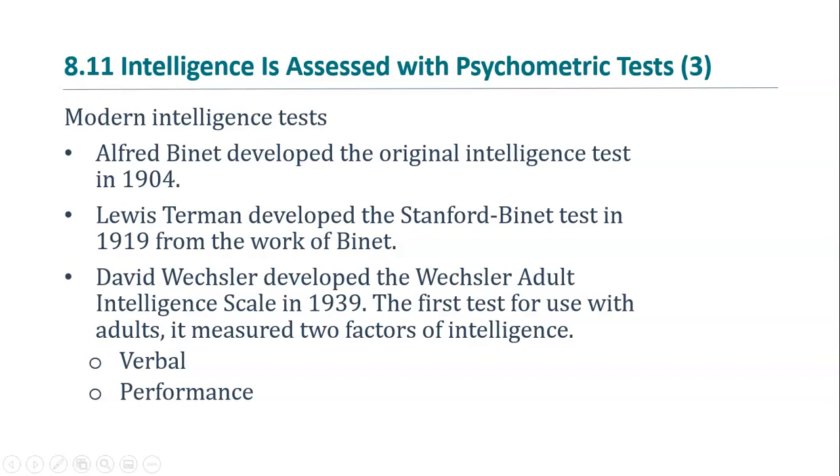The big change in intelligence testing came about with the work of David Wechsler, a psychologist at Bellevue Hospital in New York, who developed what was originally called the Wechsler-Bellevue test, and then later the Wechsler Adult Intelligence Scale. It is for adults, and it divided intelligence into two types: verbal or language-based intelligence, and then performance or non-linguistic skills.